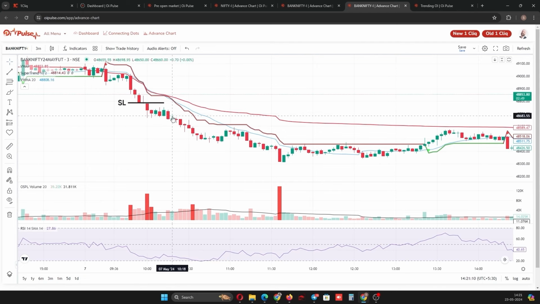You would have got very good move in 4th, 5th candle itself. As a scalper, you would have exited there. If you are trailing, you would have trailed and got very good move.